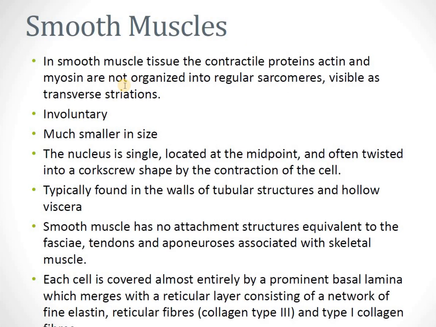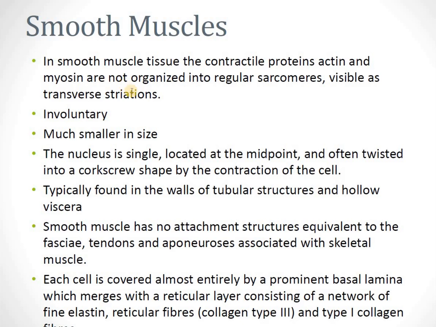In smooth muscle, the contractile proteins actin and myosin are not organized in regular sarcomeres visible as transverse striations. They are involuntary and smaller in size, and the nucleus is single, located at the midpoint, often twisted into a corkscrew shape by the contraction of the cell. They are typically found in the walls of tubular structures and hollow viscera, such as abdominal organs like the esophagus, stomach, and intestines. Smooth muscles have no attachment equivalent to the fascia, tendon, aponeurosis, etc.